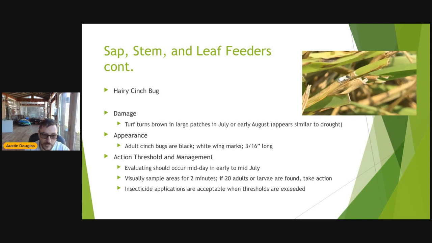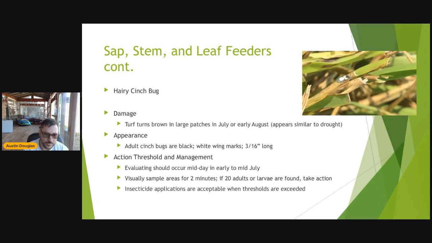So again, this is where, is it insects? Is it environmental? It really is difficult. And you have to analyze down in the turf and see what's going on. Adult chinch bugs are black. Their white wing marks are about 3/16 of an inch long, so less than 1/4 of an inch.